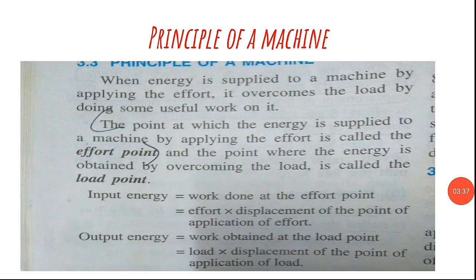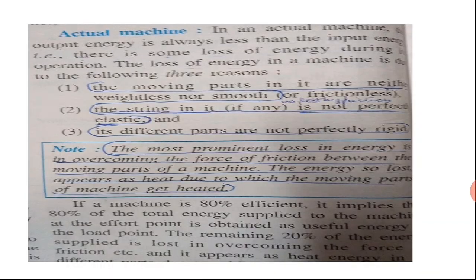An ideal machine is one in which there is no loss of energy in any manner. Here the work output is equal to the work input, that is, the efficiency of the ideal machine is 100%. Then the actual machine. In an actual machine, the output energy is always less than the input energy. There is some loss of energy during its operation. This is due to three reasons. The moving parts in it are neither weightless nor smooth, or we can say they are not frictionless. The string in it is not perfectly elastic, and its different parts are not perfectly rigid.